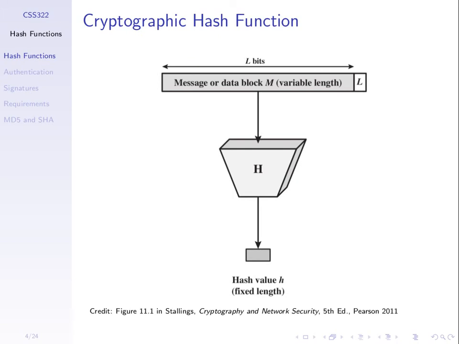So we can visualize it like this. We take a message as input, and that message is L bits in length. And often, for convenience, we attach the length at the end. So if my message is 1,000 bits, at the end I attach the value of 1,000. And we calculate the hash of that and produce a short fixed length hash value.